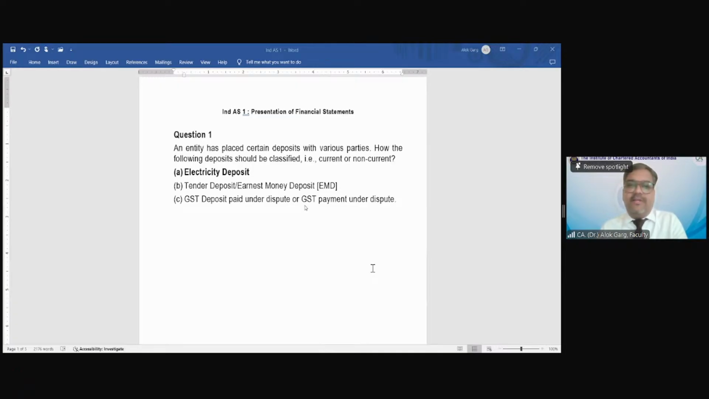Then why should it be non-current? Why should it be non-current, guys? So let me take you to the definition of current asset, and then we will discuss why it is non-current. While the answer is correct, it should be non-current, but why should it be a non-current asset? So I'm taking you to the concept of current and non-current.